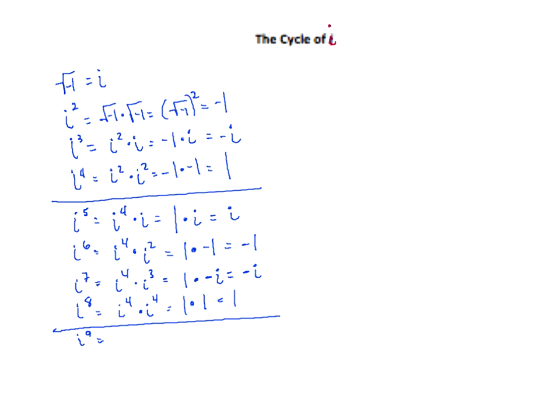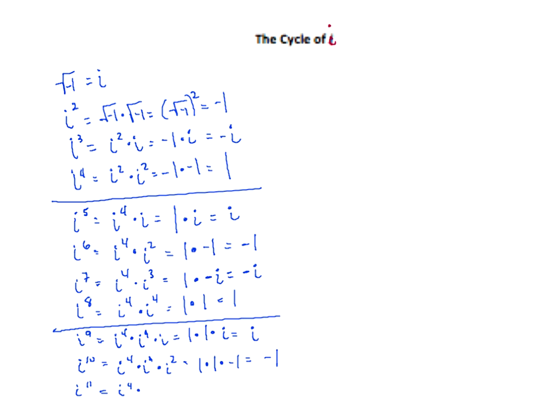Continuing further, i to the ninth is the same thing as i to the fourth times i to the fourth times i. i to the fourth is 1, so 1 times 1 times i. We call that i. i to the 10th is i to the fourth times i to the fourth times i squared, which is 1 times 1 times -1, or -1. Hopefully you see what's happening here.